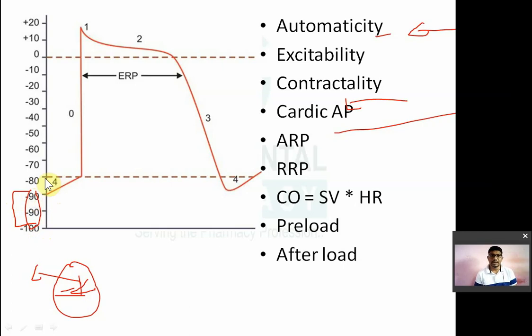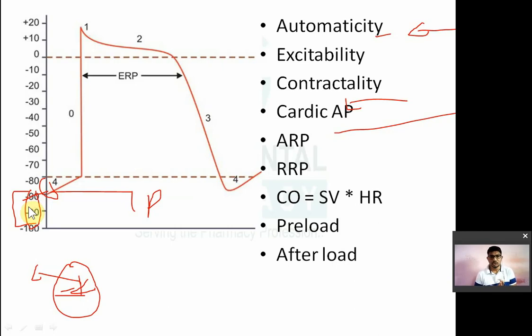When this minus 85 millivolt potential is there in the cardiac cell, this potential is known as the threshold potential, TP. And after that, if the threshold potential is reached in the cardiac cell, there will be sudden entry of sodium ion inside the cell. Sodium ion यहाँ पे enter करेगा, सोडियम के साथ में कैल्शियम भी enter करेगा.